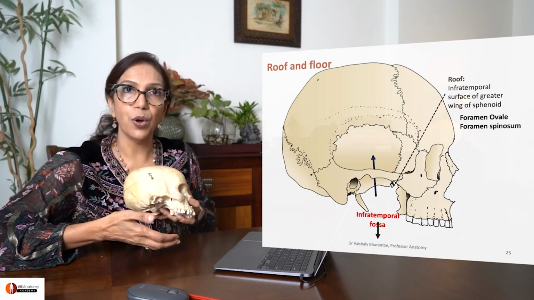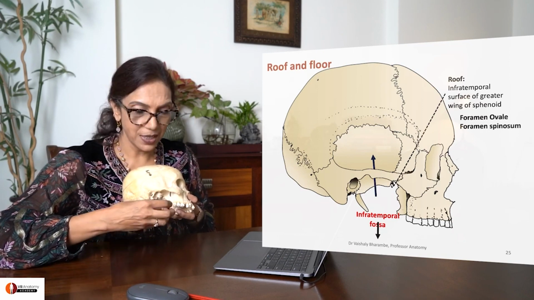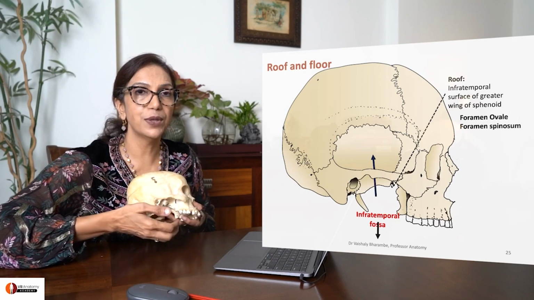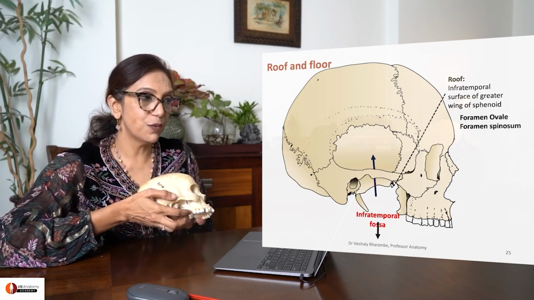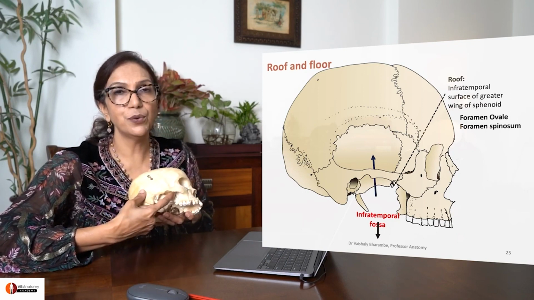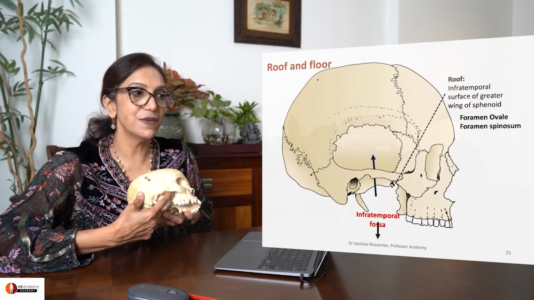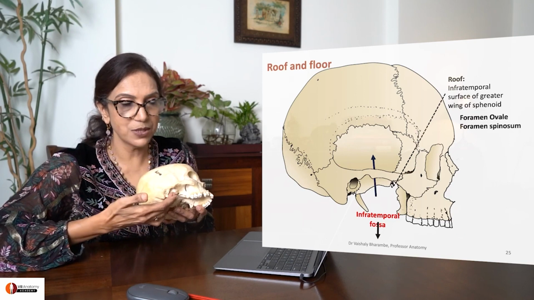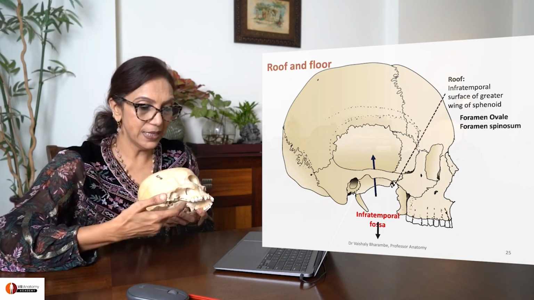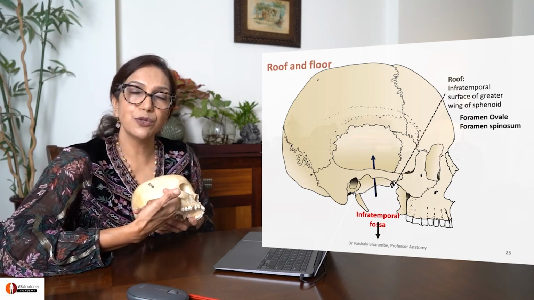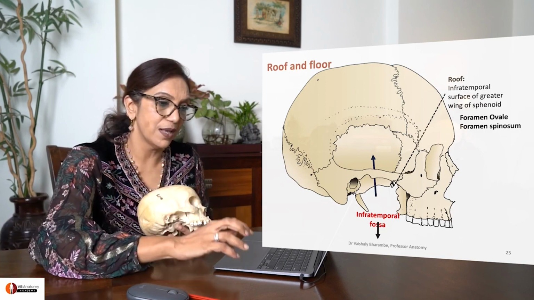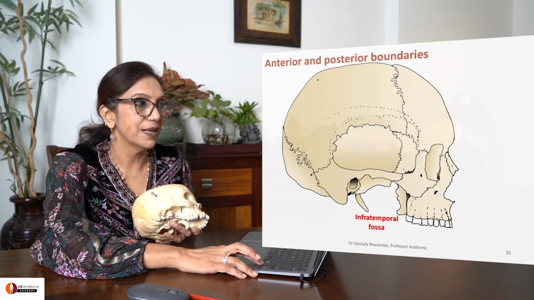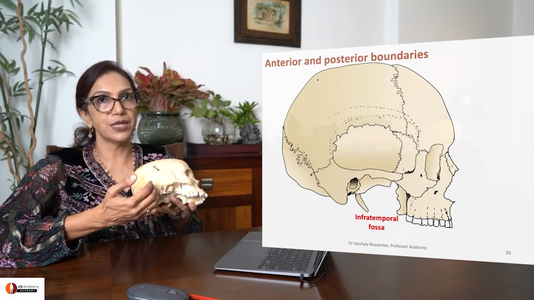Inferiorly, the floor of the infratemporal fossa is open. Okay, so there is no structure forming the floor, there is only the roof, which is formed by the infratemporal surface of the greater wing of sphenoid, along with foramen ovale, foramen spinosum present deeper, and then a space through which it communicates superiorly with the temporal fossa. Floor is non-existent, it is open inferiorly.